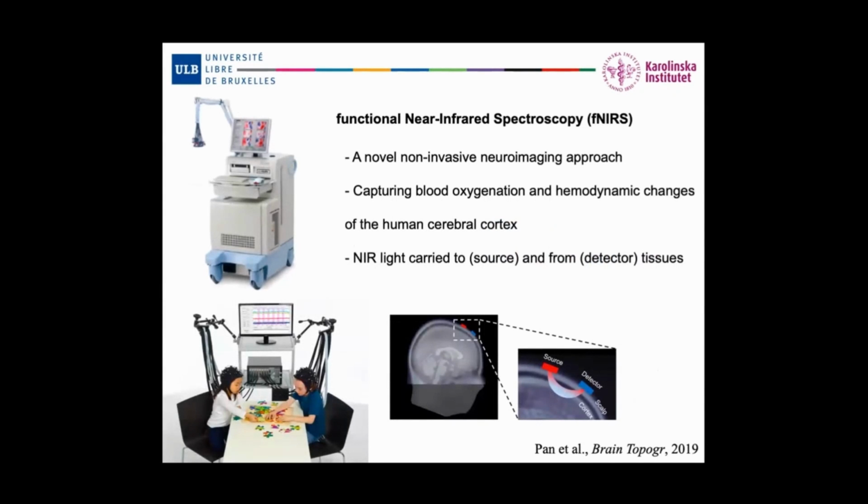Functional near-infrared spectroscopy is a novel, non-invasive neuroimaging technique. It can capture blood oxygenation and hemodynamic changes of the human cerebral cortex. Importantly, it allows the measurement of brain activity from multiple individuals simultaneously.